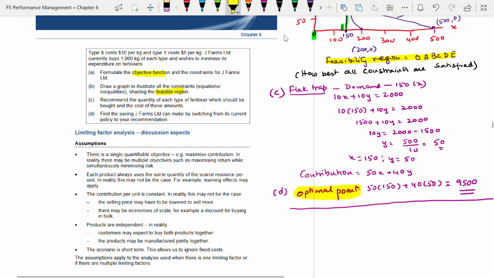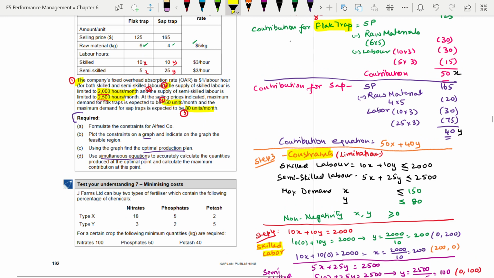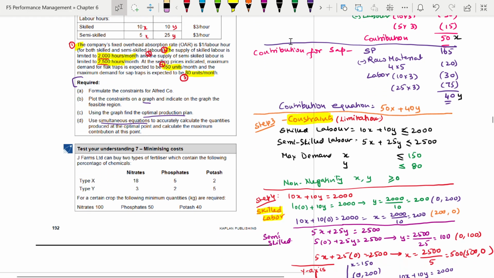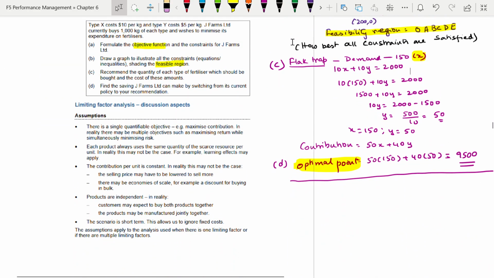Already they have given x. We first have to give priority to x. What they have mentioned here is that the maximum demand is expected to be 150, and then they say and. They are not saying the first priority is for x, but we have to give it to x. Then after that, whatever is left over, we will take it for y. Are you clear about this?